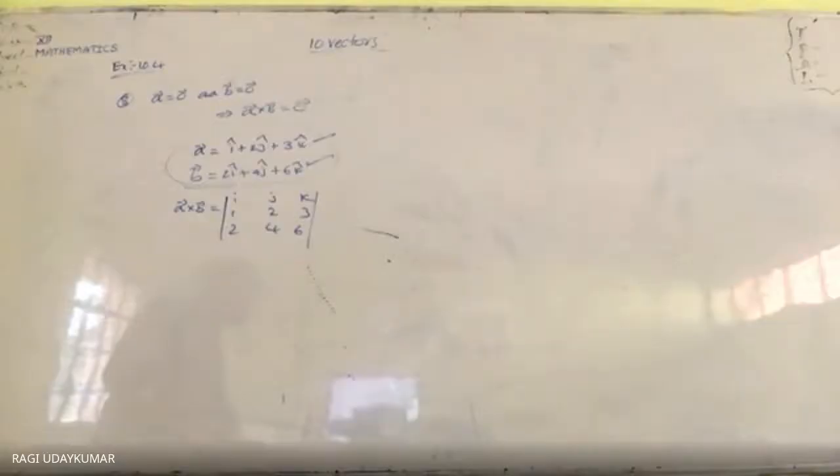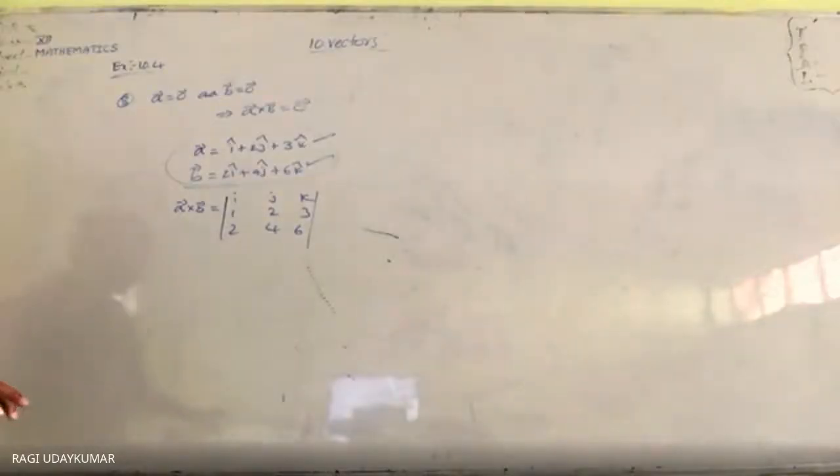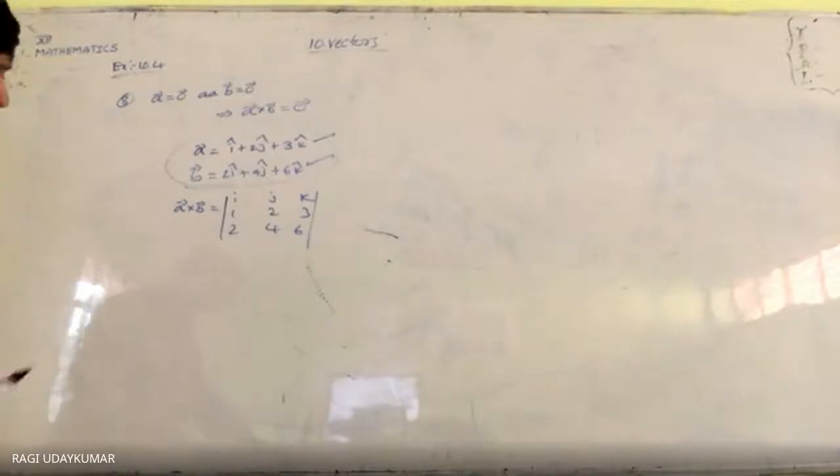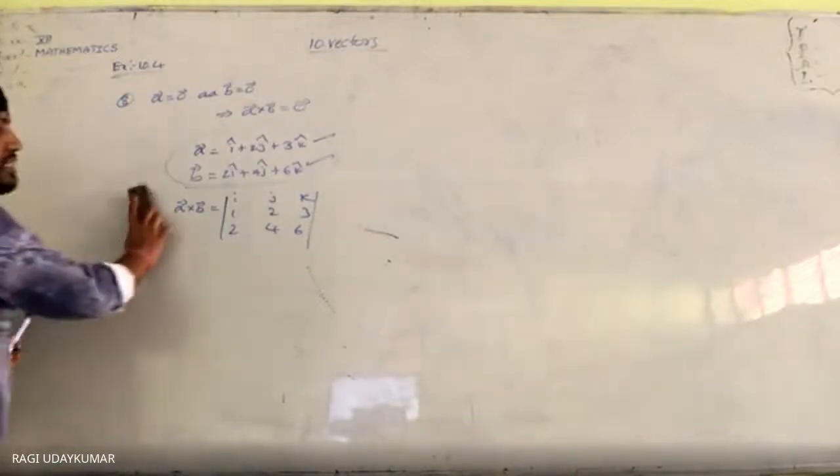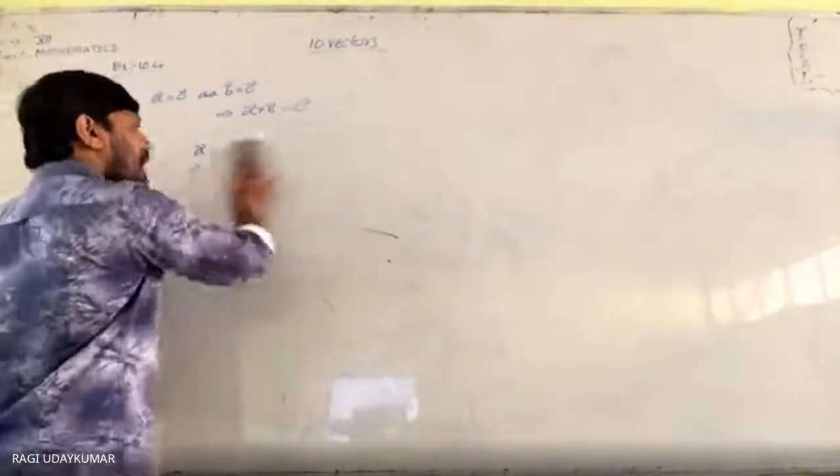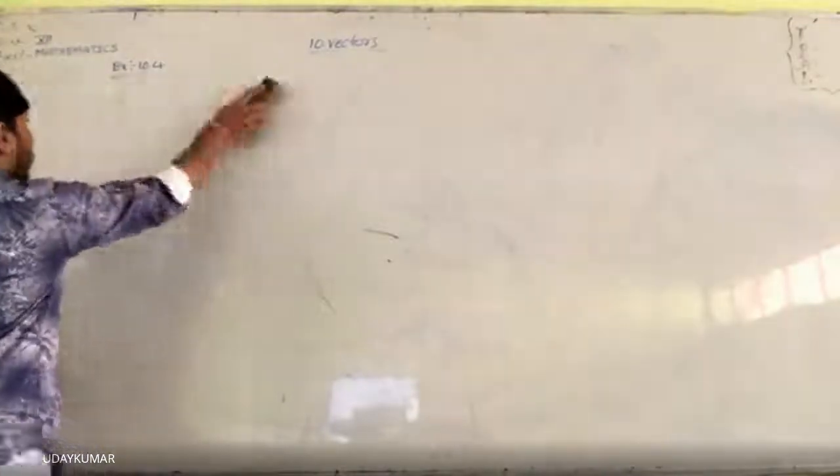Did you understand, Abhishek? Yes, sir. Do remember that in case the cross product of two vectors is 0, it means they may not be null vectors. So this is our main point.